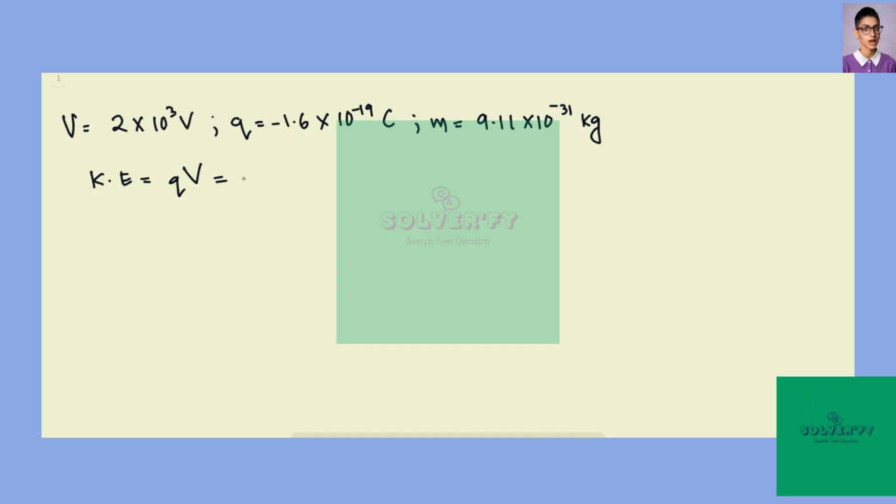Now kinetic energy is also given by half m v squared. Let's call this v_e to separate these two v's. So let's solve for the velocity of the electron now. This will be equal to the square root of 2 times the charge of the electron times the potential difference over m, and we find the velocity to be 2.65 times 10 to the power 7 meters per second.